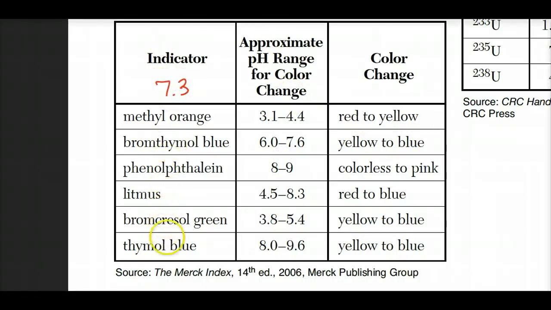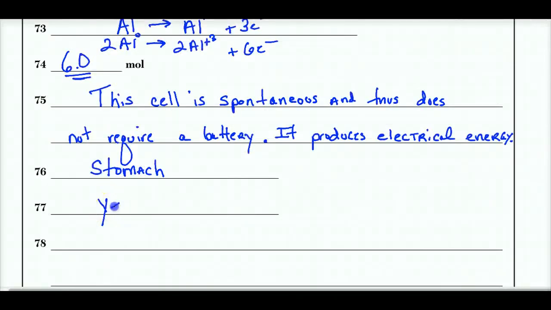thymol blue, all right, we know that everything 8 and lower is yellow, and 7.3 is lower than 8, so it has to be yellow. If it was 9.6 or greater, it would be in the blue range, and things in between would be green. So we're in this range, less than 8 would be yellow. And there we go, yellow.